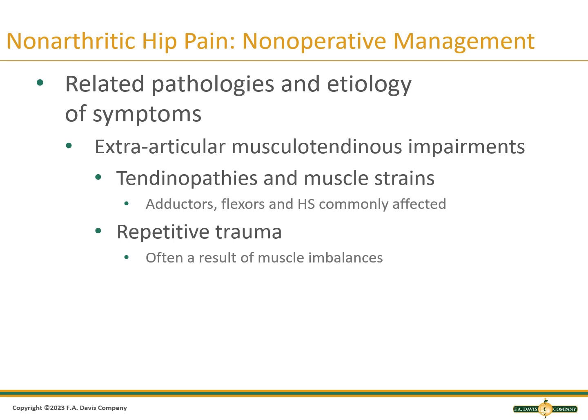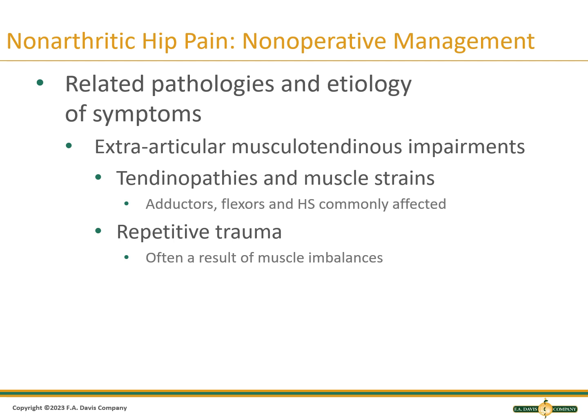So our tendinopathies and muscle strains that can occur at the hip, most commonly our adductors, flexors, and hamstrings are going to be involved. We can also see repetitive trauma injuries. These are most likely a result of a muscle imbalance at the hip that's causing increased strain on one of the tendons. I don't remember if it's listed on the next slide or not, but also included in this group are going to be our patients with bursitis.